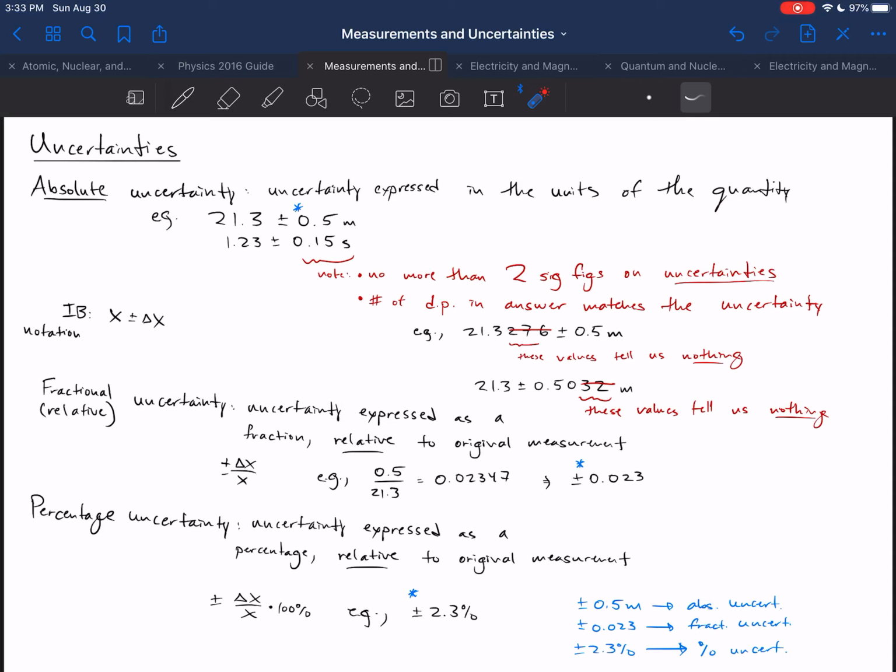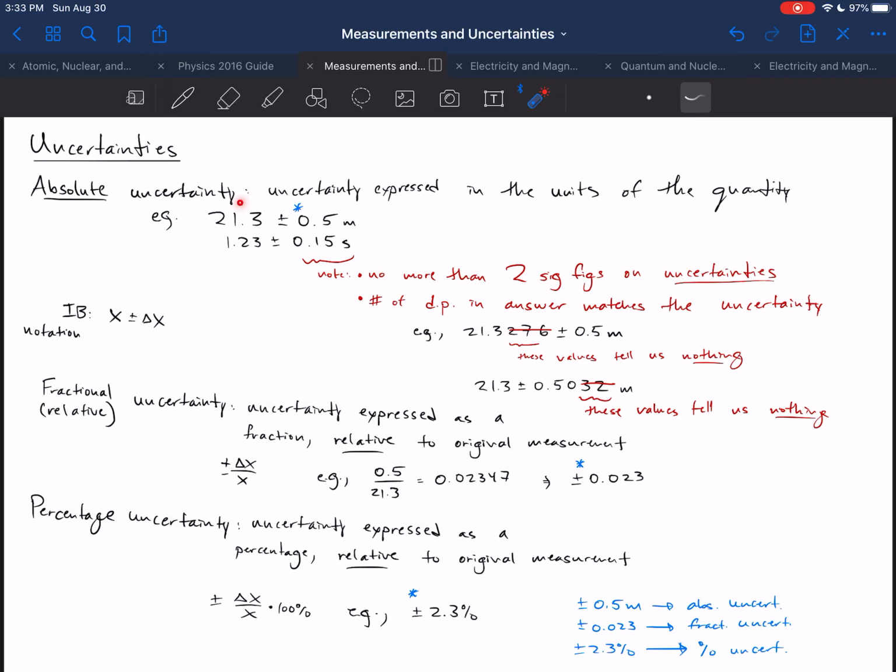So, for example, if I'm measuring a very large height, I might say 21.3 plus or minus 0.5 meters. And I might say for a time 1.23 plus or minus 0.15 seconds. So in our absolute uncertainty, we are simply representing that uncertainty in the unit of the actual quantity.